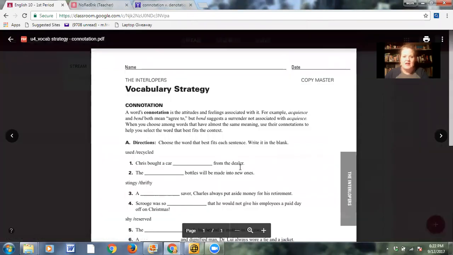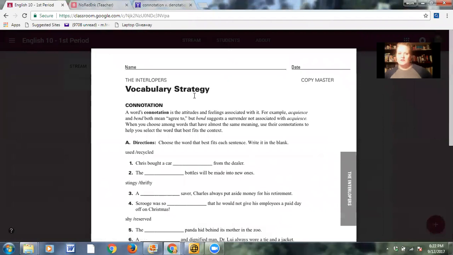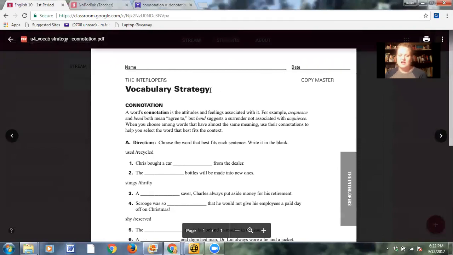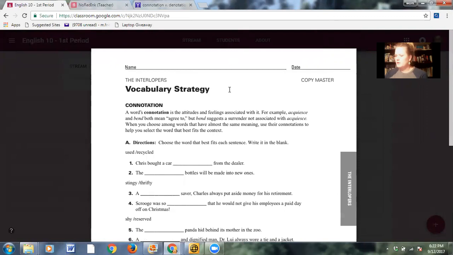Our last handout for the day has to do with vocabulary strategies. If you remember on the last story we read, Everyday Use, our vocabulary strategy there was the prefix re, R-E. Do you remember what the prefix re means? Yeah, you're right, it means again.